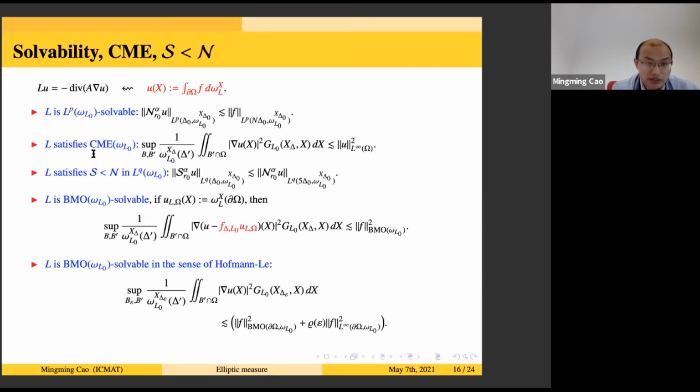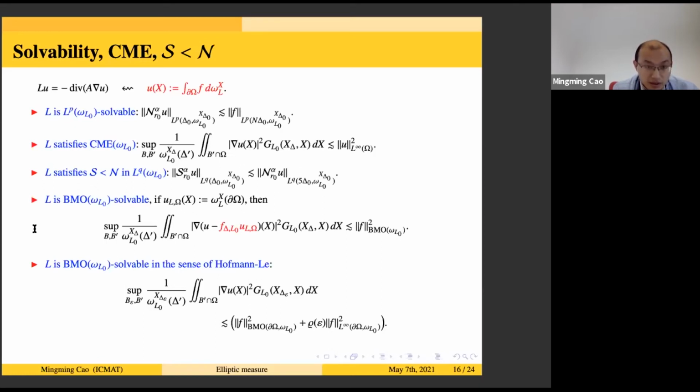And L satisfies a Carleson estimate with respect to omega L zero if this inequality holds. Compared to the previous Carleson estimates, the surface measure is replaced by the elliptic measure, and the distance function delta is replaced by the Green function. Here, G L0 is the Green function related to L0. L satisfies the S less than N estimate in R^q. It means the truncated square function is controlled by the non-tangential maximal function in R^q.